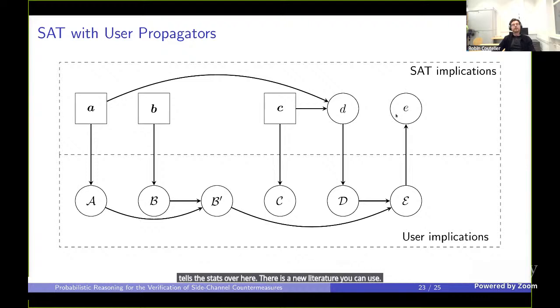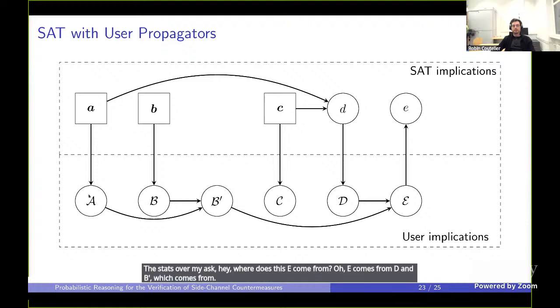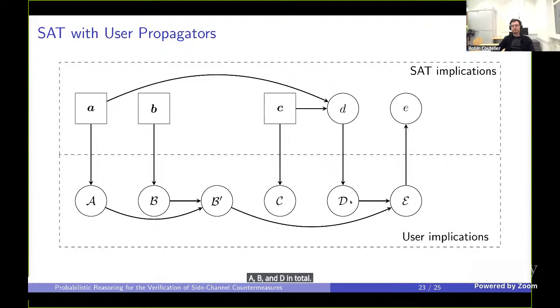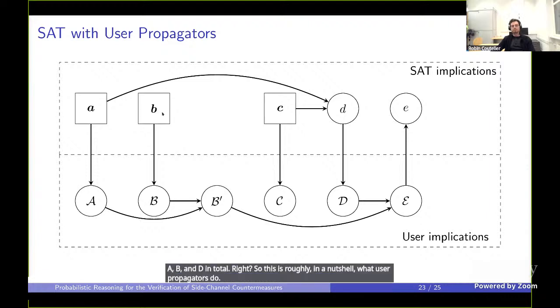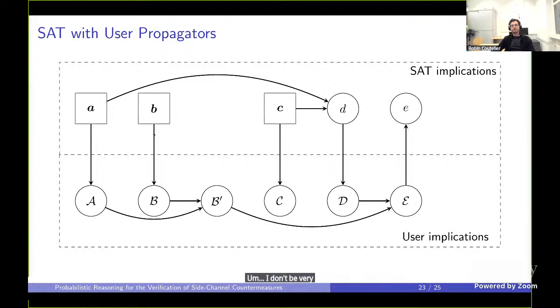And now the SAT solver does not know where this literal comes from. So we have the exact same mechanism of conflict analysis as we had before. The SAT solver might ask, hey, where does this E come from? Oh, E comes from D and B prime, which comes from A, B, and D in total. So this is roughly, in a nutshell, what user propagators do. I would be very curious if you could do the same with egraphs.